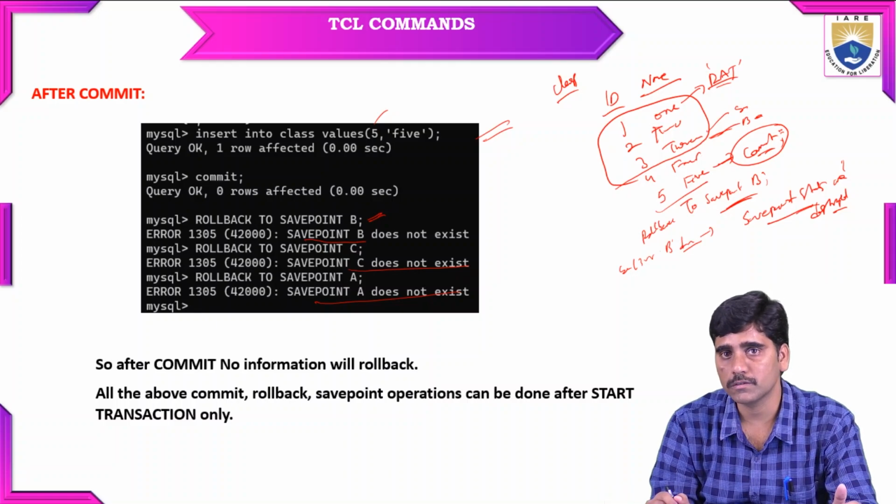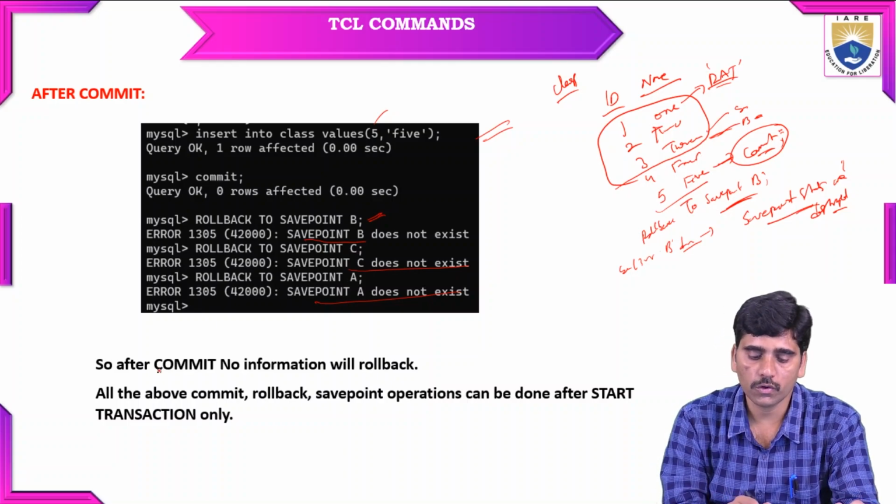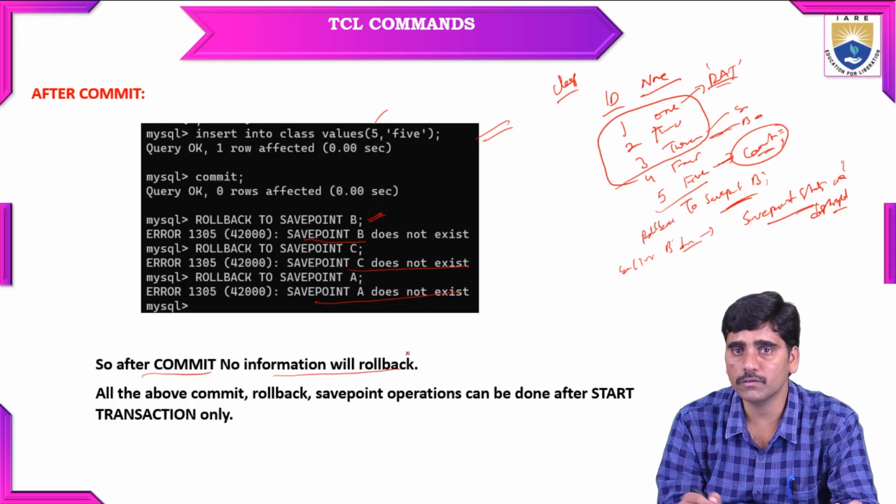For this purpose, to roll back your data, you can use save points to save your data temporarily. Whenever you apply a save point, the current work is saved temporarily. So after commit, no information will be rolled back.